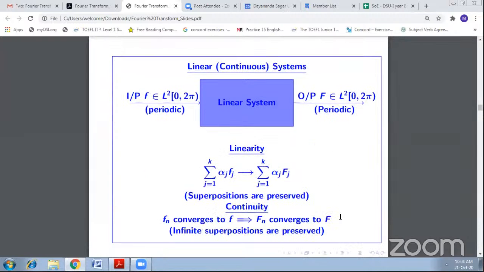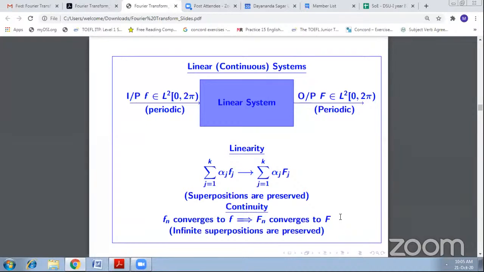Now, one of the reasons why this Fourier transform became so successful in applications was its sweeping general application to what are known as linear continuous time invariant systems. First of all, what is a linear system? Suppose you have a periodic function and you input it, you get an output which is a periodic function. And then we say it is linear if superpositions are preserved. If you put a superposition of functions, the output is the superposition of the individual outputs.